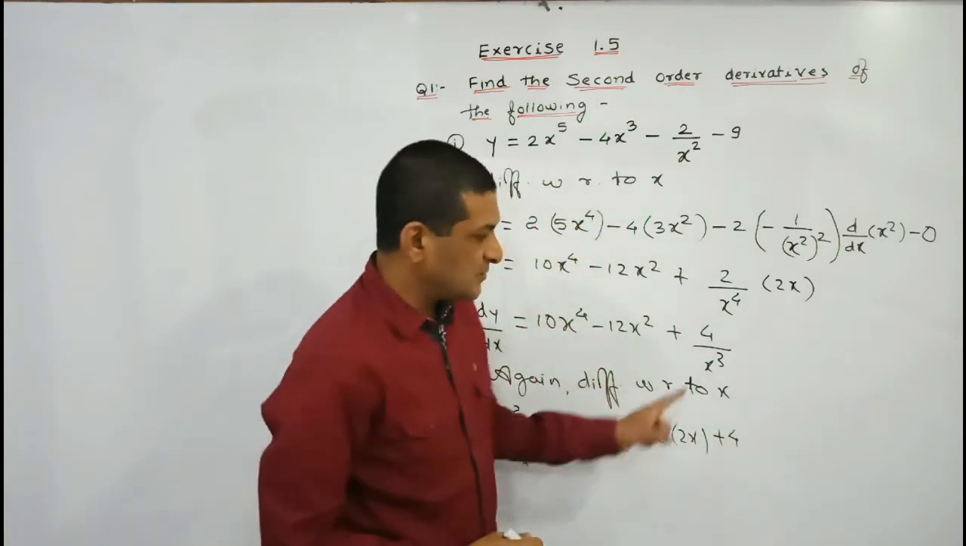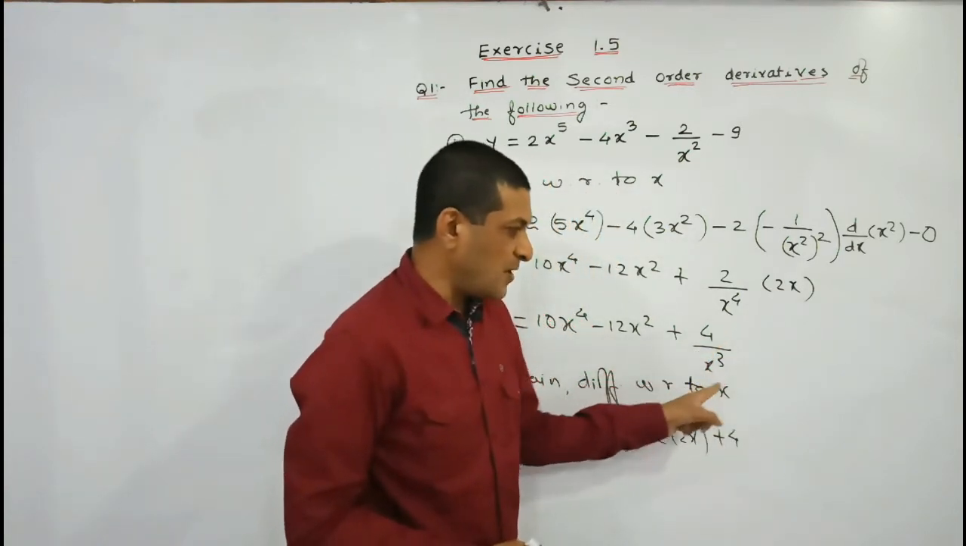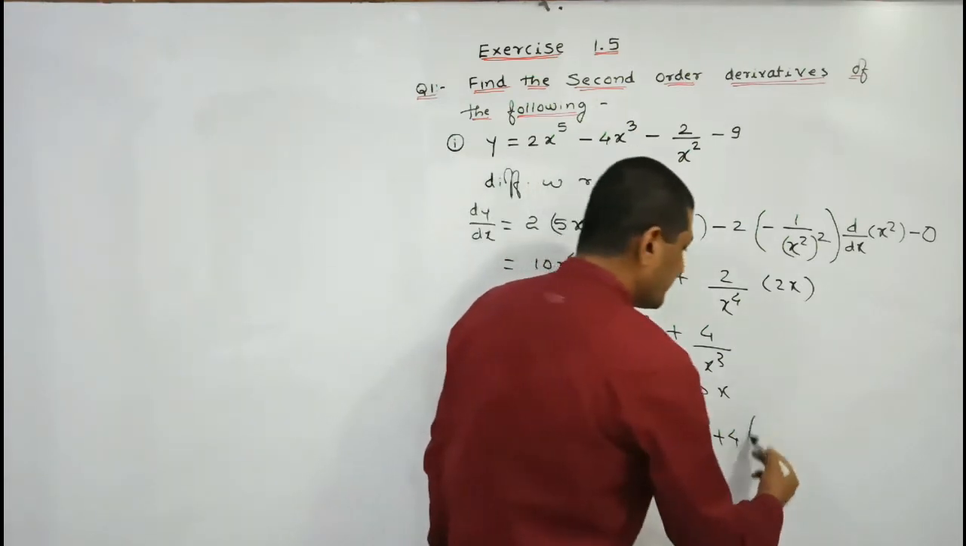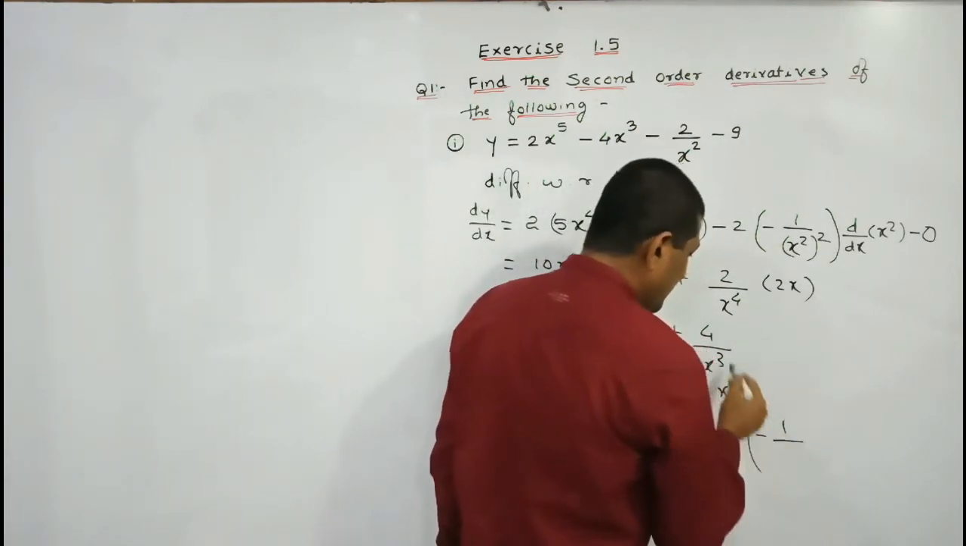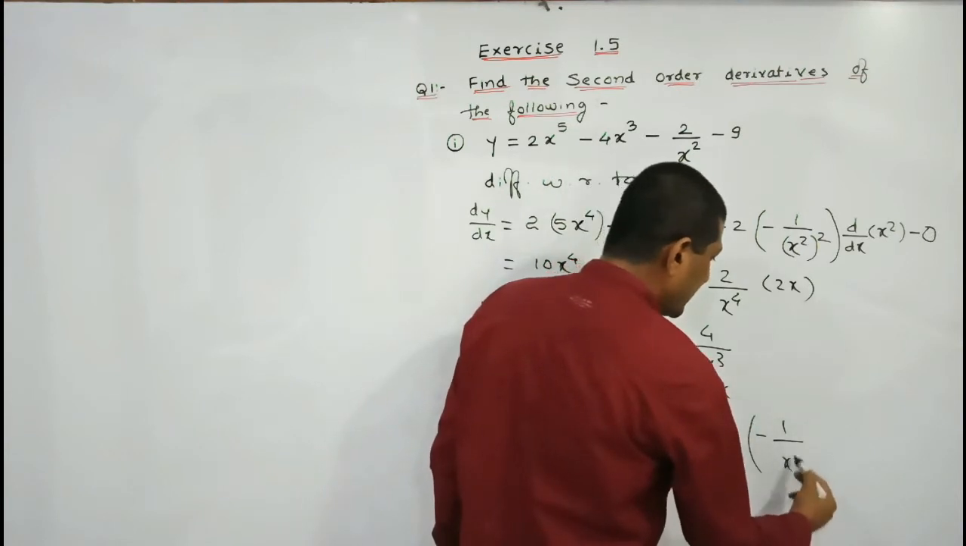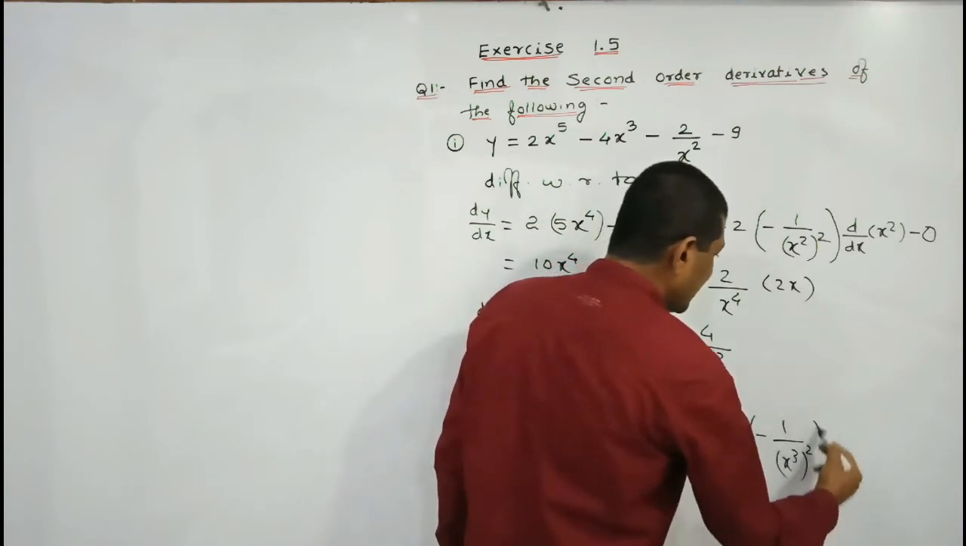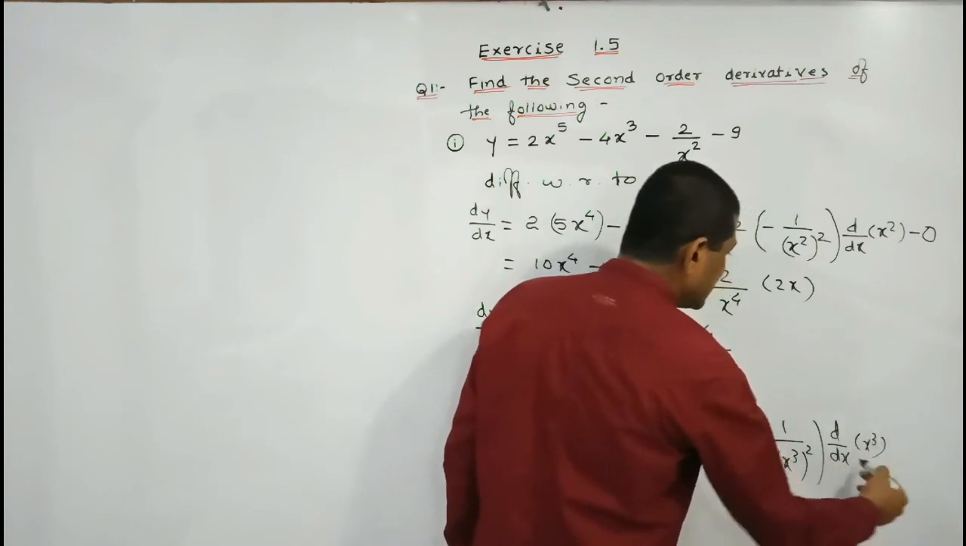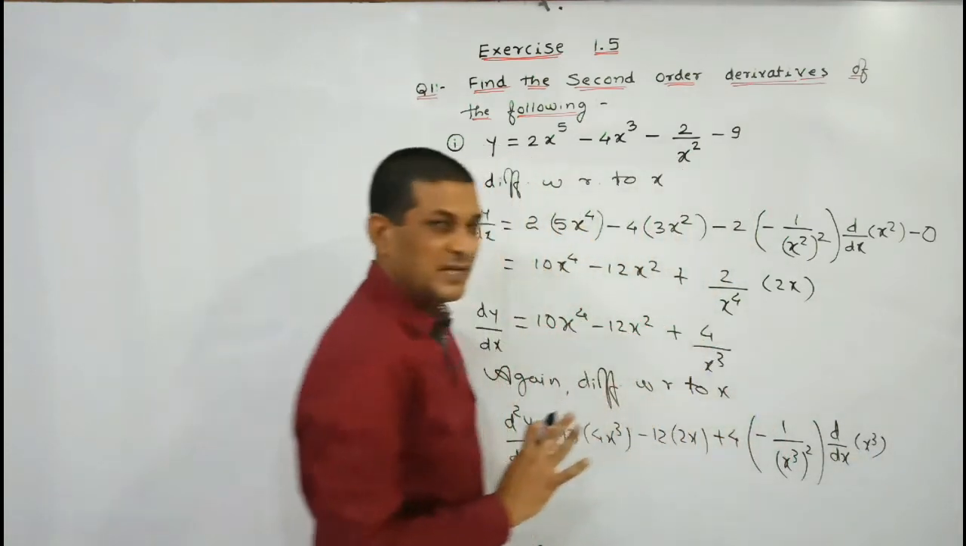Now minus 12, keep it as it is, the derivative of x square is 2x, plus 4 is a constant term, keep it as it is, but this function is in the form of 1 upon f of x, and already we have seen that the differentiation of 1 upon f of x is what, minus 1 upon square of f of x, means square of x cube, into the derivative of f of x. What is f of x here? X cube, isn't it? F of x is here x cube.